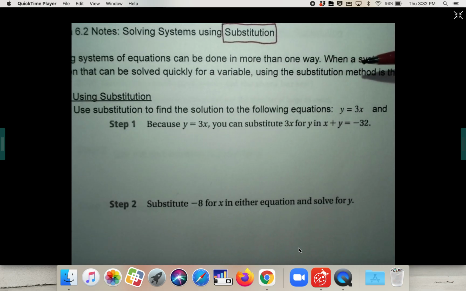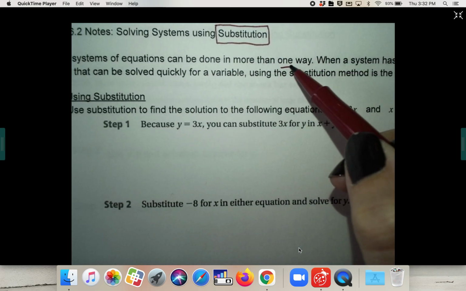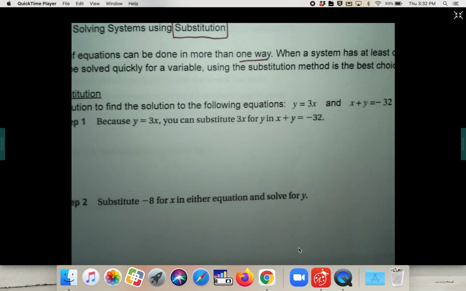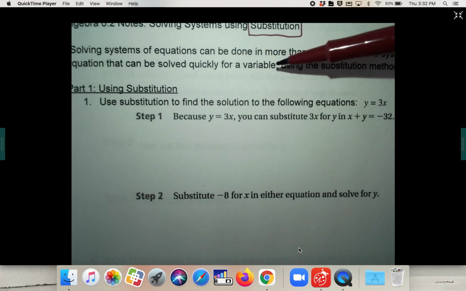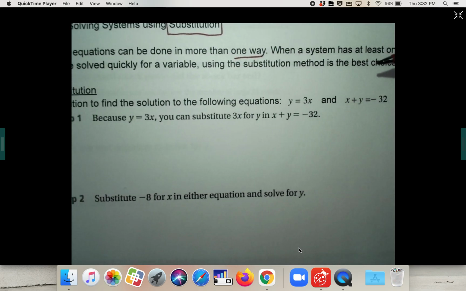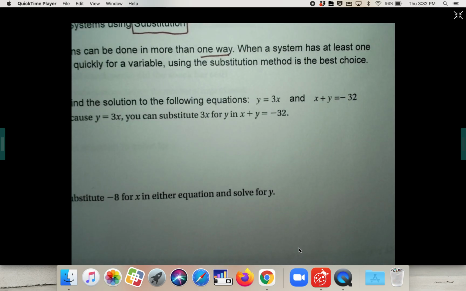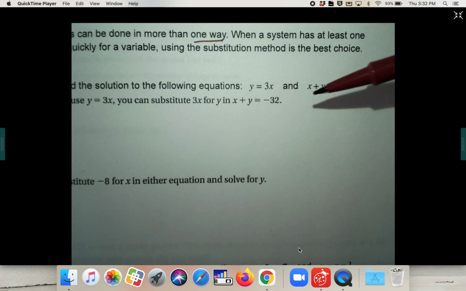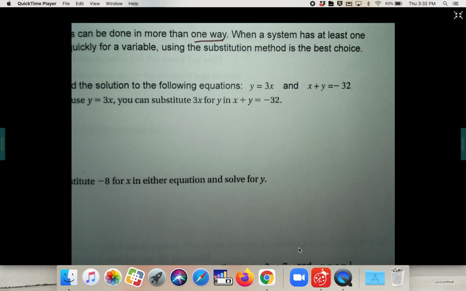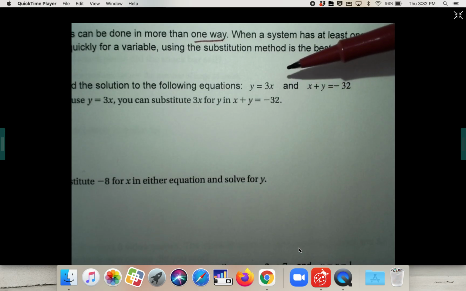Solving systems of equations can be done in more than one way. We already talked about that. The other way, so far that we've learned, is graphing. When a system has at least one equation that can be solved quickly for a variable, that's when we would choose to use substitution. That's when it would be the best choice. So let's take a look at these two equations it gives us in problem 1. It says use substitution to find the solution.